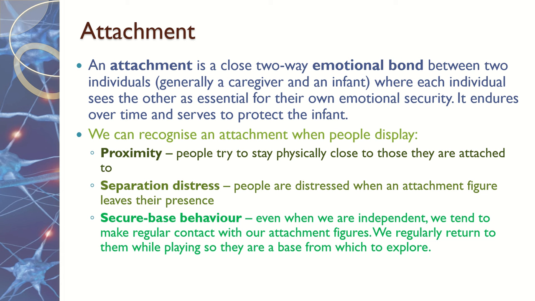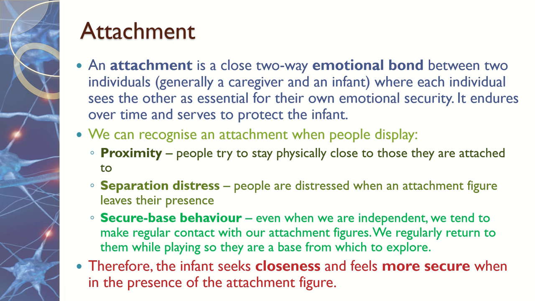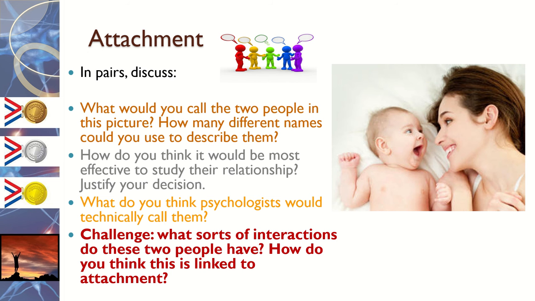And then a secure base is that we always come back to our caregiver to just check on them and make sure they're okay, and make sure that they know that we're okay as well. So those are the 3 ways you might recognise an attachment. So therefore infants seek closeness and they want to feel more secure, so they'll show these behaviours in order to feel close to that person and also more comfortable and happy.